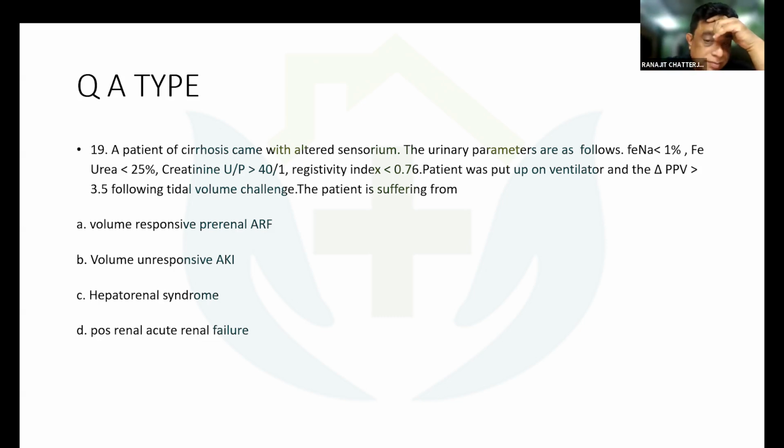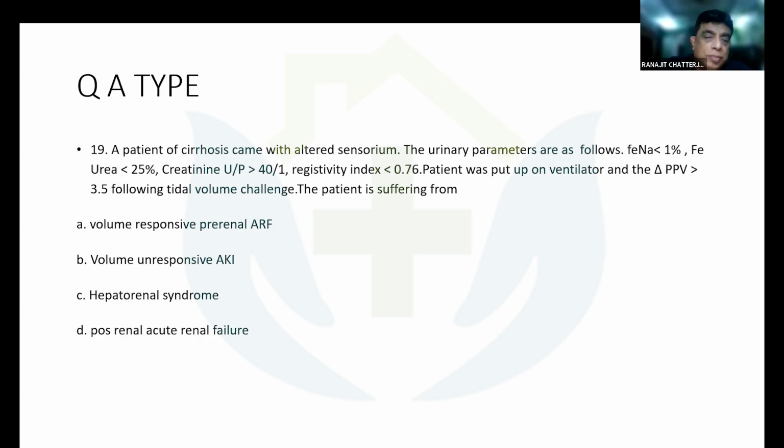Which one? Narsina has given an answer. Anybody want to give any other answer? Anyone? No? So yes, you are right. Absolutely right. This is volume responsive renal failure.